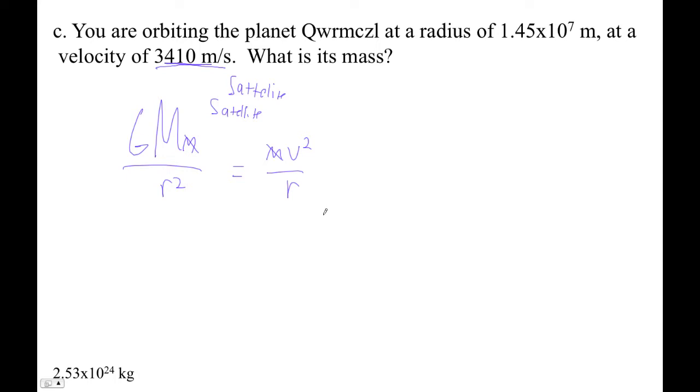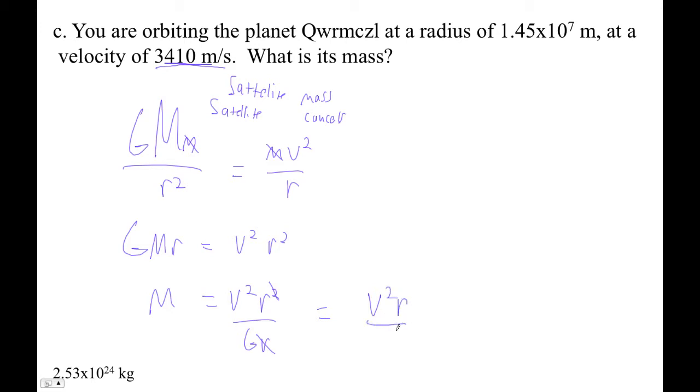Two t's, two l's. Okay, anyway, that mass cancels, okay? And this is good because we don't know the mass of the satellite, and we are solving for the mass. So I'm going to cross multiply. So G M r equals v squared r squared. So this times this is this times this, right? And then I'm going to divide by G r. So M is v squared r squared over G r. And that's going to cancel one of those, and we end up with v squared r over G.